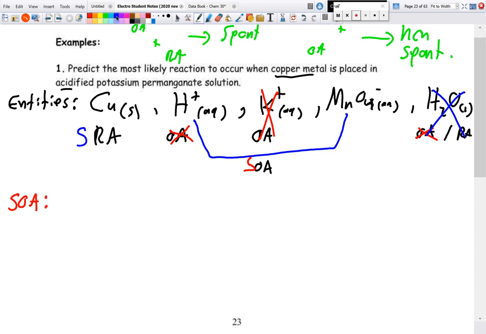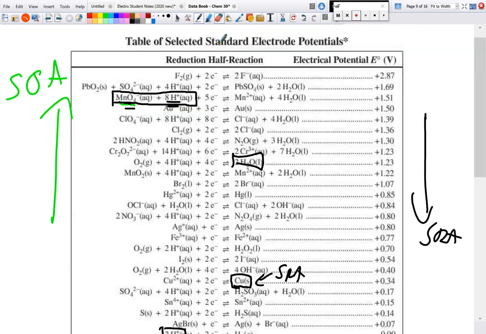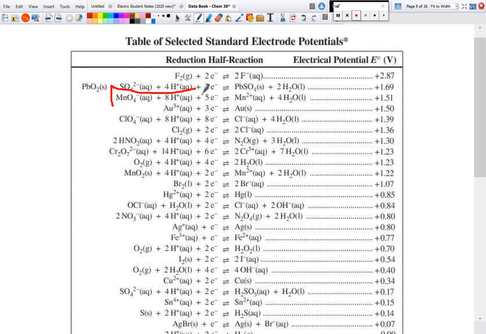So I'm going to have one half reaction, my other half reaction, and of course when we add these together we're going to get our redox reaction. But before we get that, we are still going to have to use our data booklet again. So our strongest oxidizing agent is our acidified permanganate reaction. So when we look at the entire reaction, we have our acidified permanganate. So we're going to take this entire thing right here and copy it over.